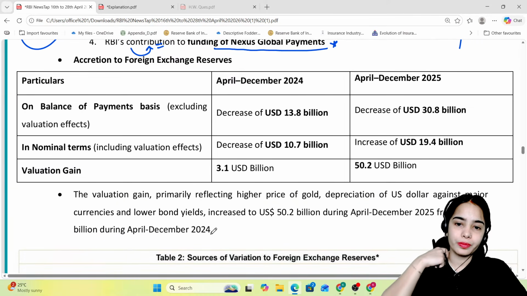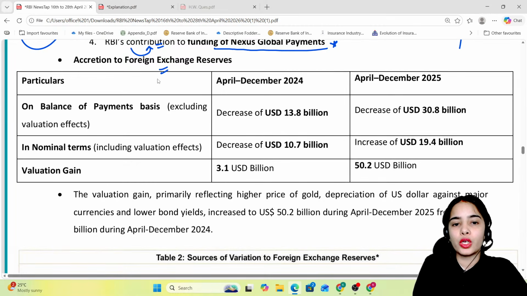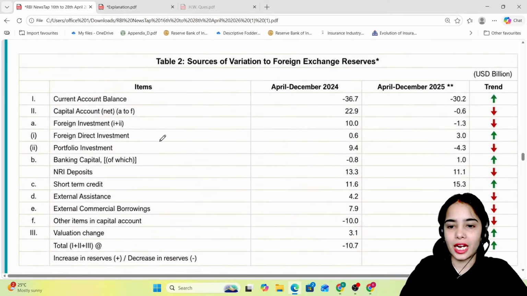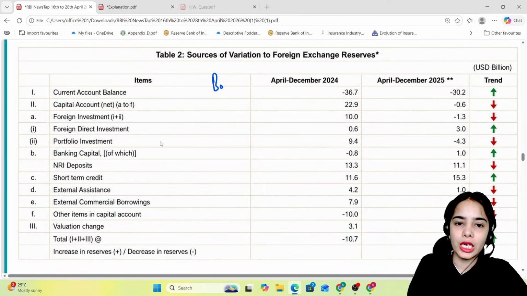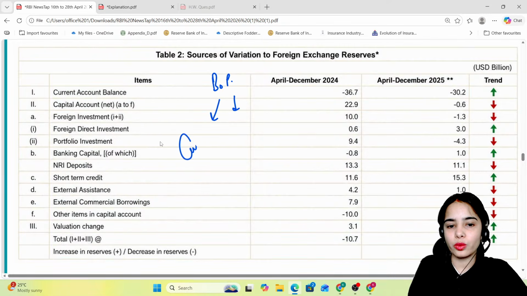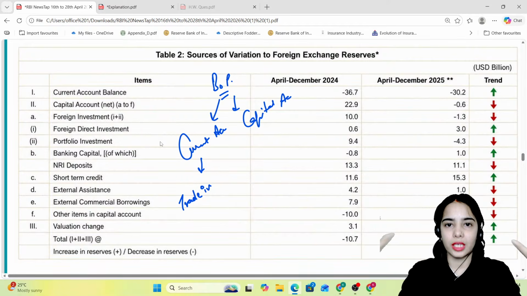Now, accretion to foreign exchange reserves. Any confusion till now? Accretion to foreign exchange reserves. Okay. So what is the increase or decrease that has happened in the foreign exchange reserves? What is the change in the foreign exchange reserves that we have to understand? And to understand that, first let's understand the balance of payment. So in the balance of payment, there is the current account and there is the capital account. Okay. So in the current account, there is the trade in goods. See, balance of payment records all the transactions that we are doing with the other countries.